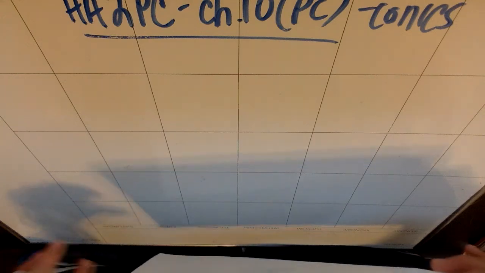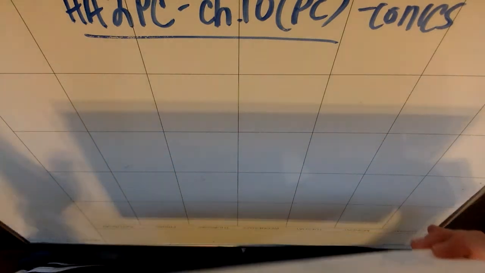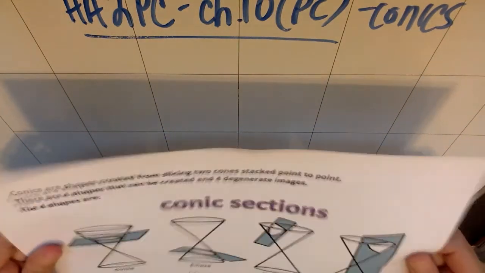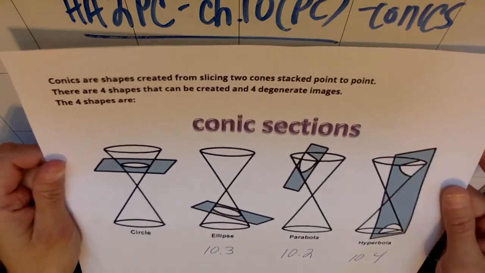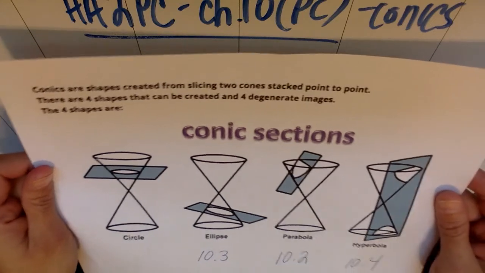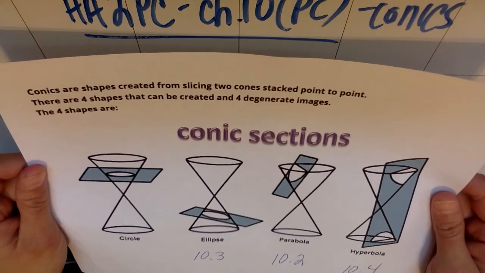All right, this is Honors Algebra 2 Pre-Calculus. We're doing Chapter 10 in Pre-Calc, which is conics. So I stole some images from the interwebs because I wasn't going to draw these crazy things, and we all know my drawing skills are terrible. So I printed you this image, and we're going to talk through this and then talk a little bit about a preview of what conics are.